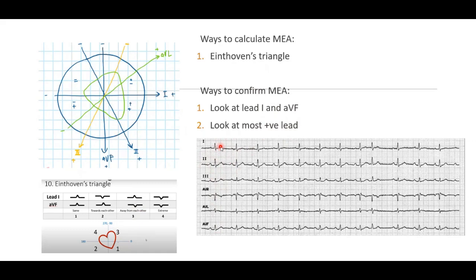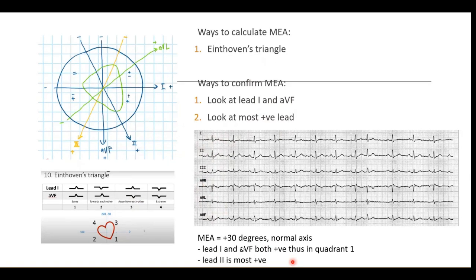So in this case, what I mentioned was that it's definitely going to be somewhere in quadrant number 1, somewhere over here, because both lead 1 and AVF are positive, and it looks like lead 2 is the highest, so the QRS is somewhere around here. So I'm thinking like positive 30, 40, 45, like that. And if my Einthoven's triangle calculation agrees, then I can rest assured. So that's exactly what's mentioned over here.